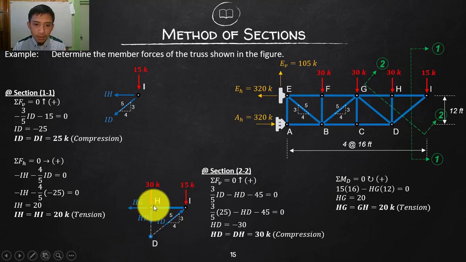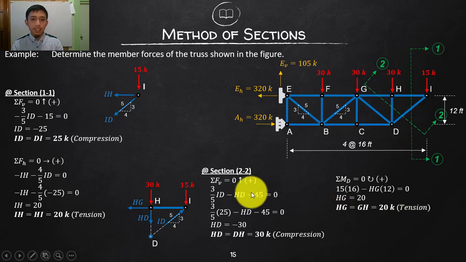So 15 times, what is the distance according to this? That is 16. 16 each of these. So 15 times 16, that is a positive moment. And then this HD will give us a counterclockwise, which has a moment arm of 12 feet. So negative HD times 12. So simple algebra again, 20, positive, so it means it is a tension.